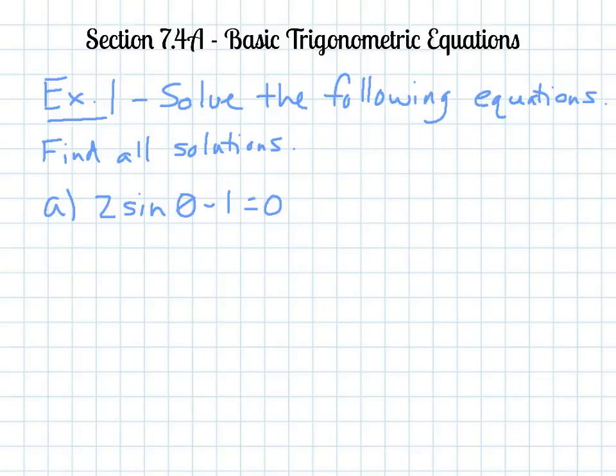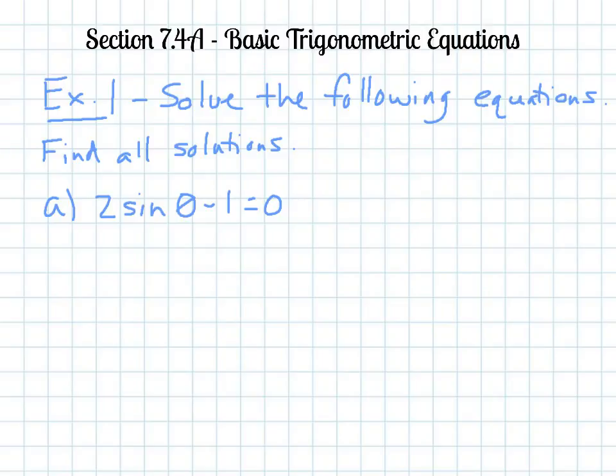Today's lesson, section 7.4a, we're talking about basic trigonometric equations. So here, example 1, we want to solve the following equations. We want to find all solutions, so that means it's for all reals. So here for 2 sine theta minus 1 equals 0, these ones are a little bit more complicated than the ones we showed in the last video.